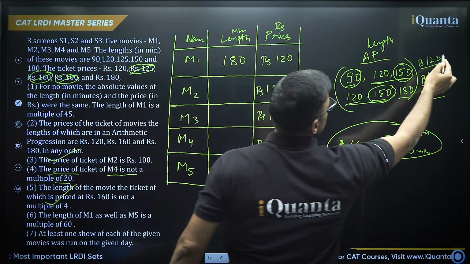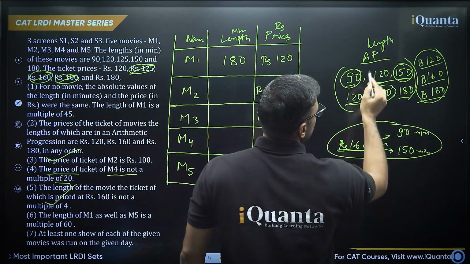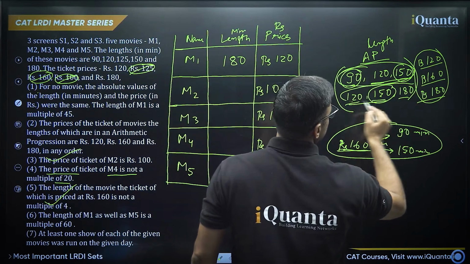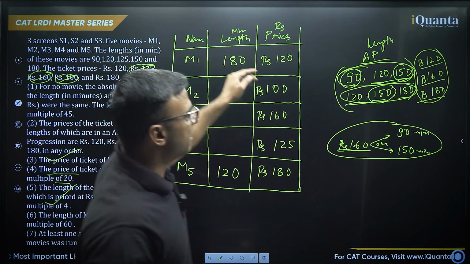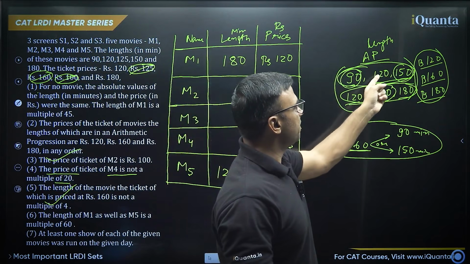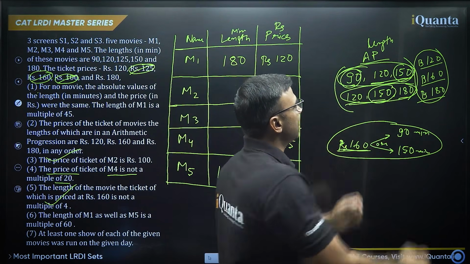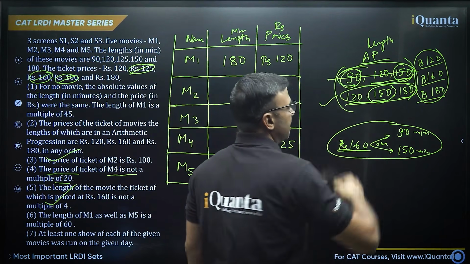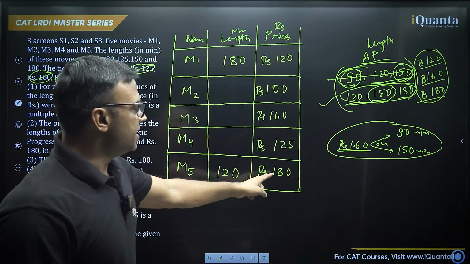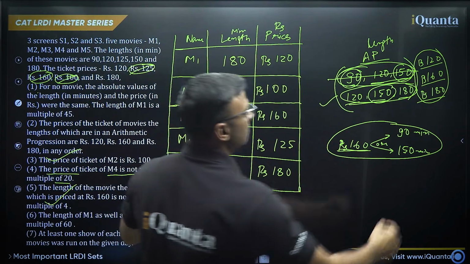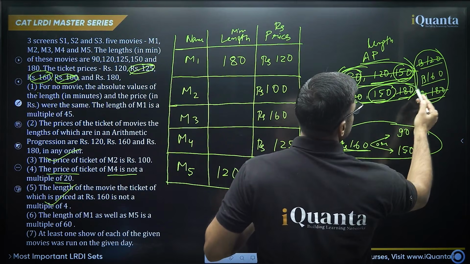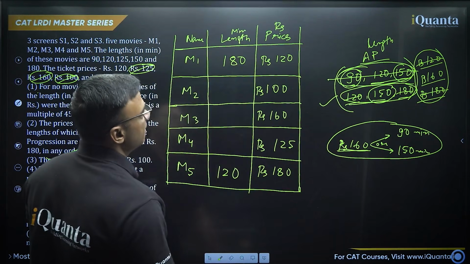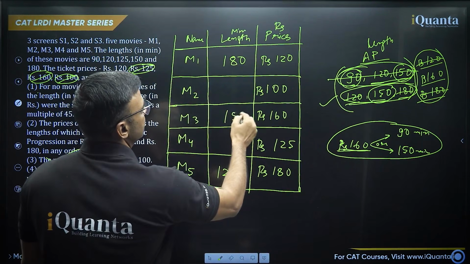You see, these three prices have to be either for these three items or for these three items. We have to use both 120 minutes and 180 minutes. Here we have only 120. Here we have both 120 and 180. That means this is not correct. This is the correct combination. So 180 rupees for 120, 180 rupees for 120, 120 rupees for 180. So 160 rupees has to be for 150 minutes.